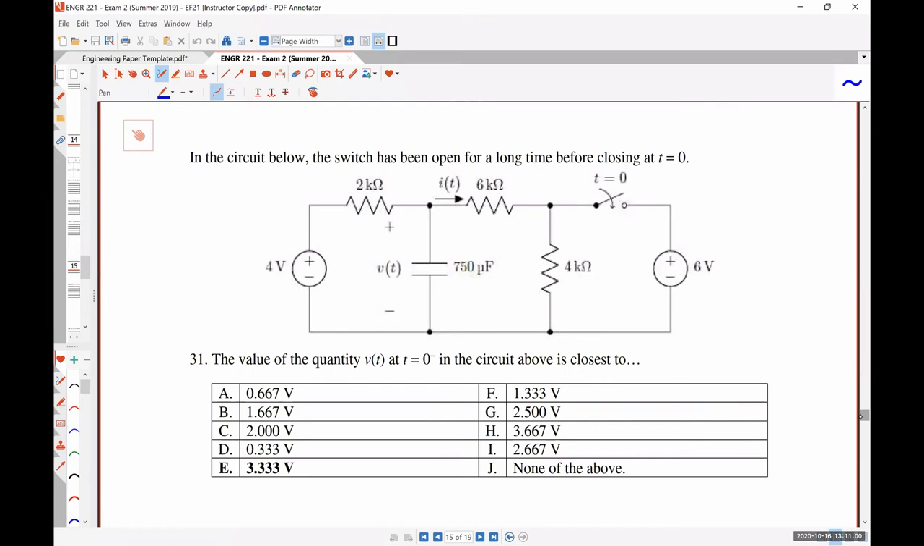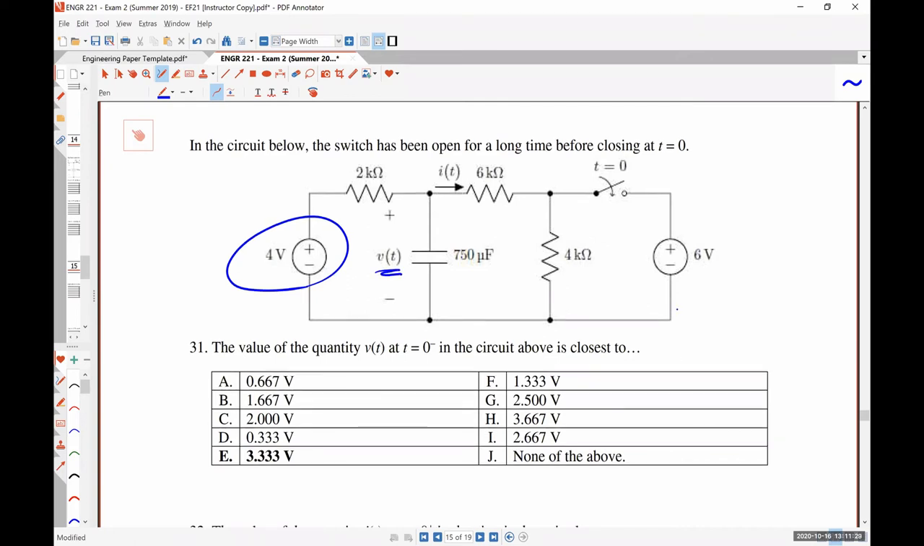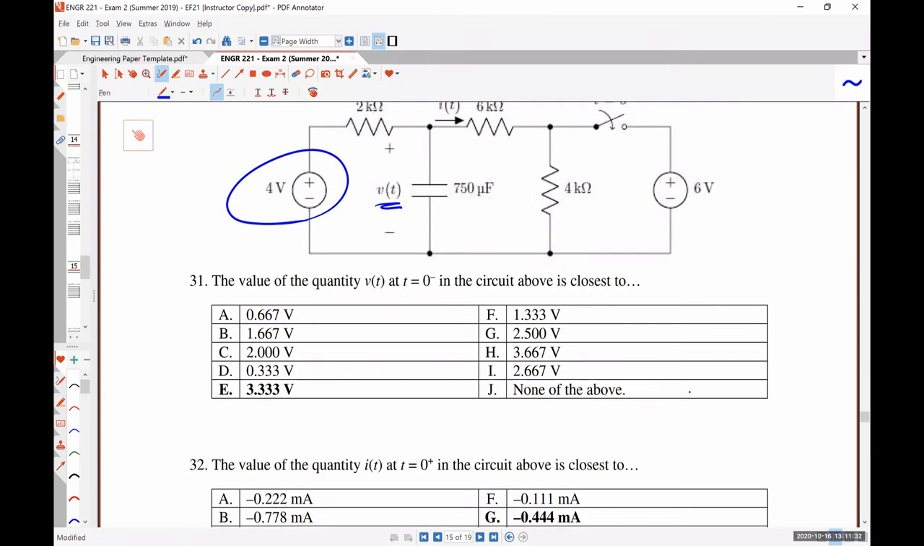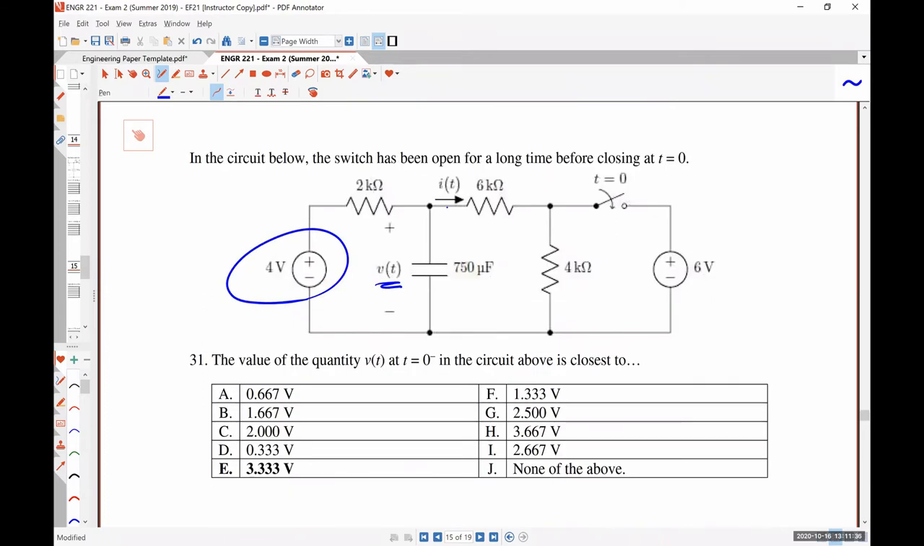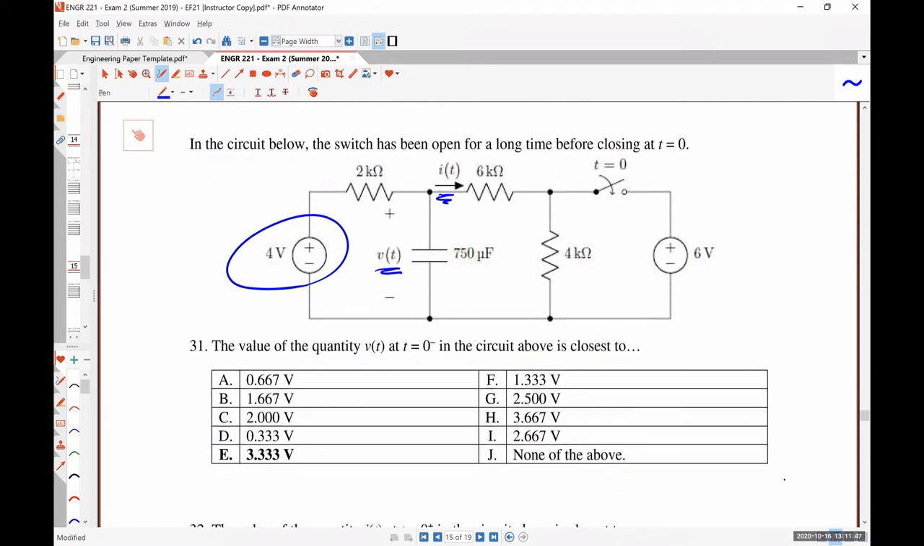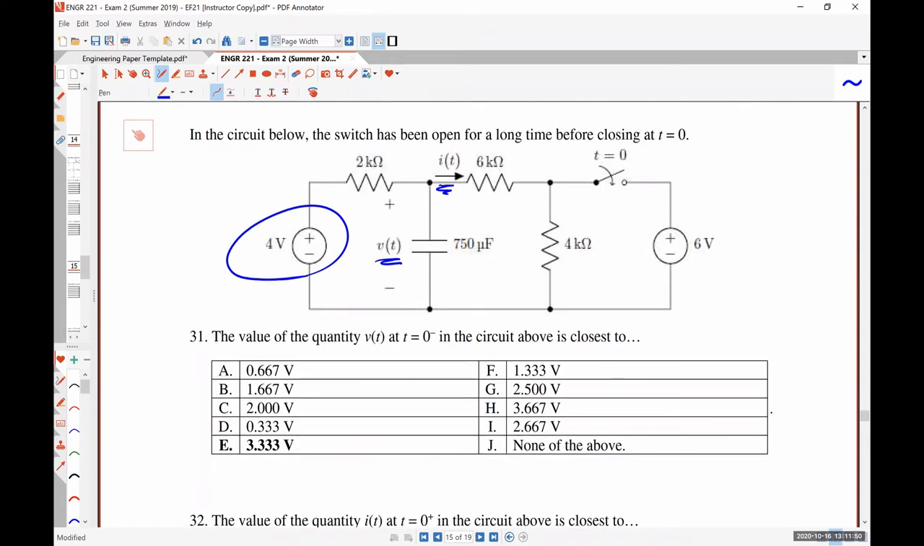So this is one circuit. It's a simple total response problem. We can tell that it's a total response problem because that 4-volt source on the left-hand side is never getting moved into or out of the circuit. So the capacitor voltage is going to settle to some DC value. The first question asks you to evaluate the circuit at t equals 0 minus and find the value of this voltage. The second question asks you to evaluate the circuit at t equals 0 plus and determine the value of the current. You're not asked to find the value of the voltage again because it's not going to change. That would be boring.